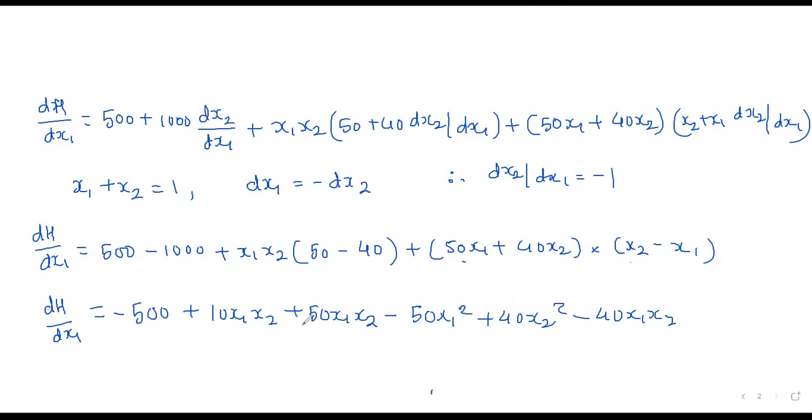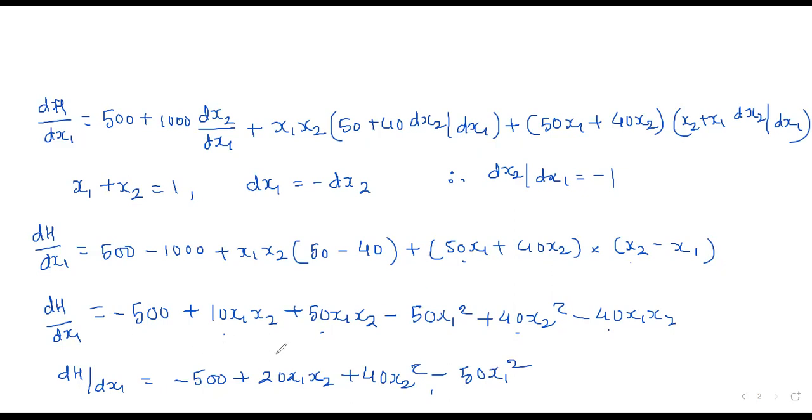Then if I remove x1 x2 terms, then we can say dh divided by dx1 is equal to minus 500. Now x1 x2, 10 plus 50 is 60, minus 40, it means that 20 x1 x2. Here x2 square, 40 x2 square, minus 50 x1 square. Okay. Right? So we get dh divided by dx1.